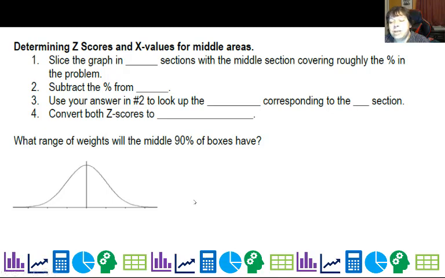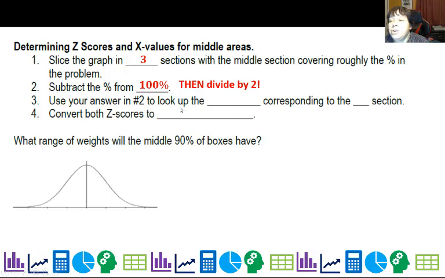So the other thing that we can do is determine the middle range, like the middle 90% of boxes. So what we do is we slice the graph into 3 sections. I'm going to have the middle 90%, and then a piece on the left and a piece on the right. To figure out the piece on the left and the piece on the right, I'm going to subtract 90% from 100%. But since what's left over goes on both ends, you need to divide that number by 2. So you can think, oh, 90%, there's 10% left, so 5% goes over here.